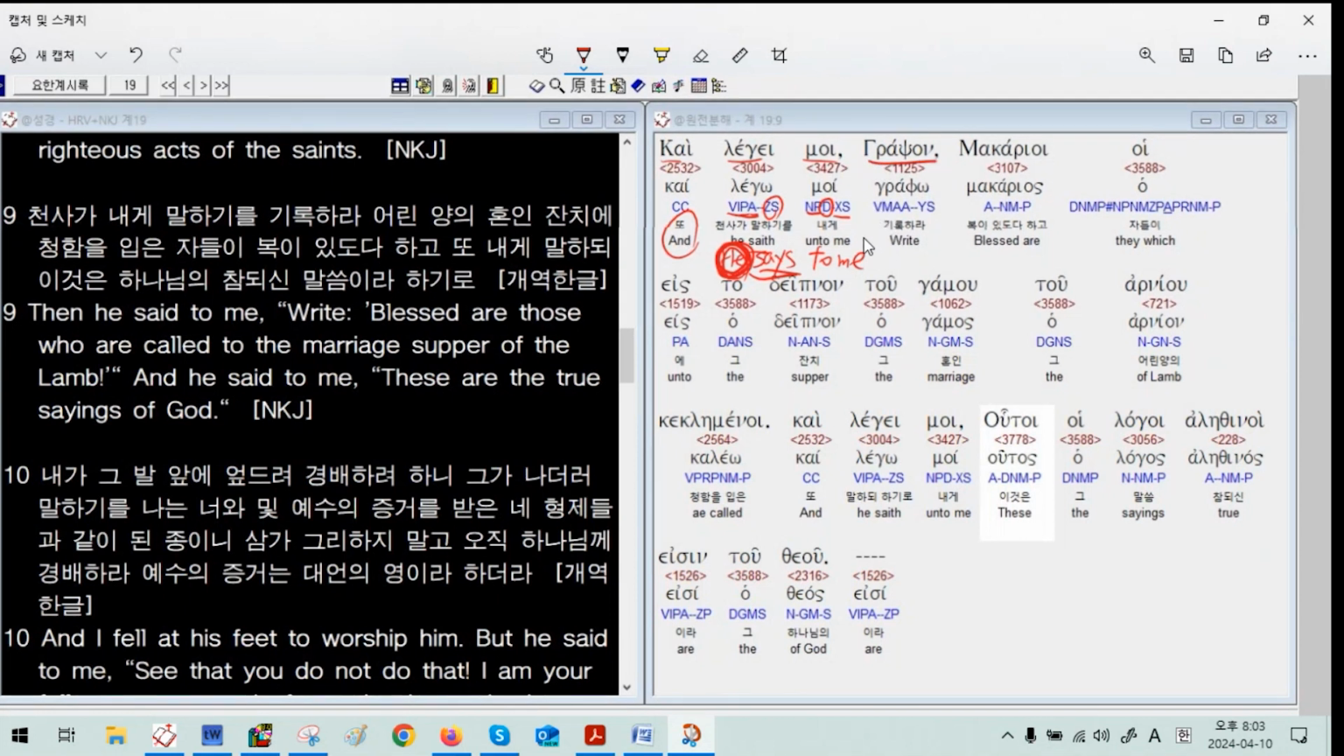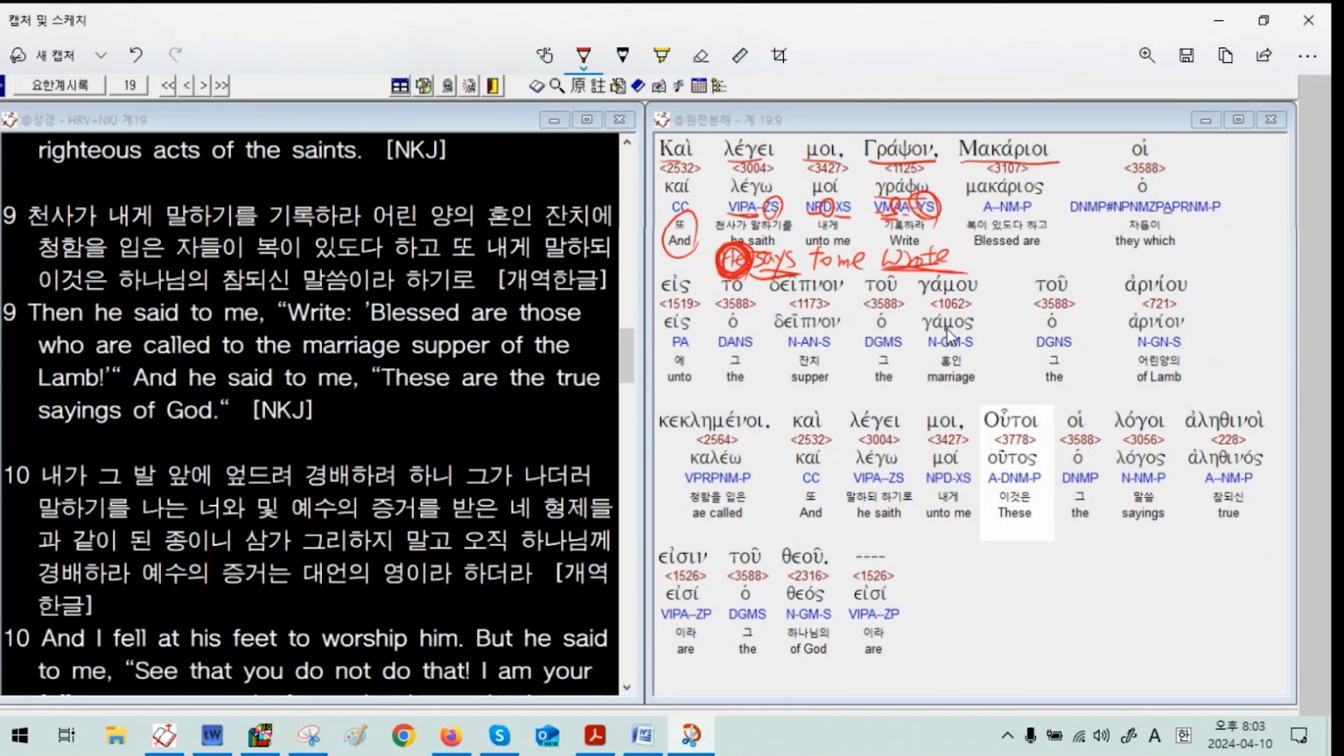Grapson, which is from grapho, aorist imperative, you write. And then, past command, right? Write. What does the past command mean? Urgency. 911, right? It has to happen as quickly as possible, right?